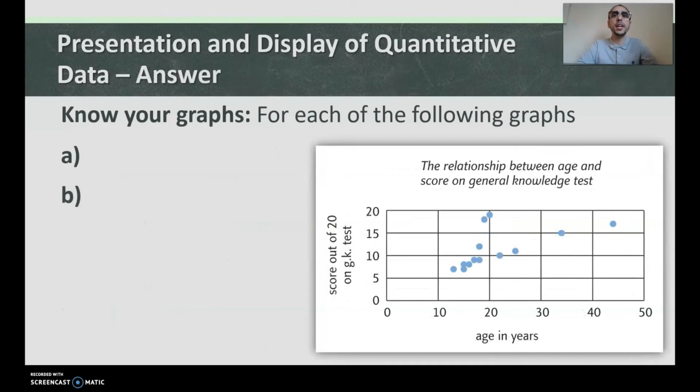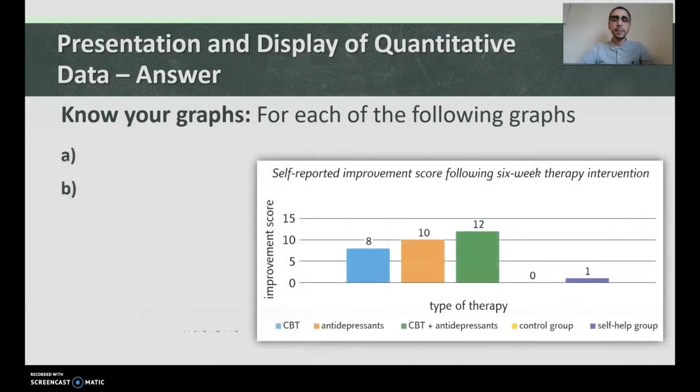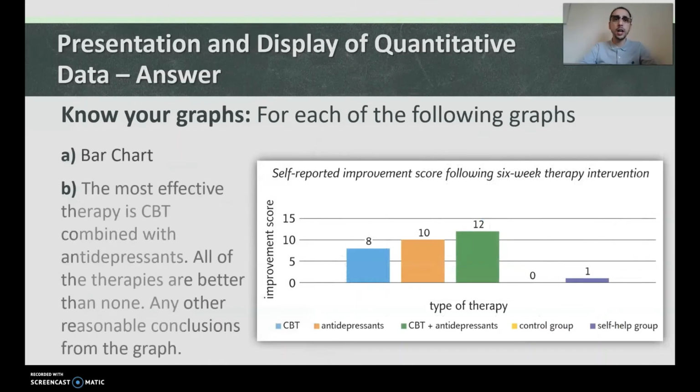Right, so let's have a look. For each of the following, what is this? That is a scattergram or a scatter graph. And B, there is a positive correlation between the scores on a general knowledge test and age. Positive correlation, right? There's a positive correlation, not an association, correlation. B, that is a bar chart. The most effective therapy is CBT combined with antidepressants. All of the therapies are better than none.